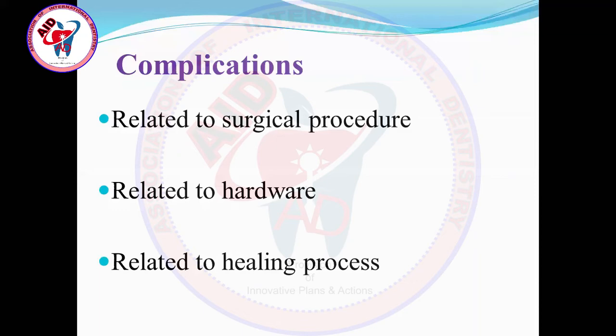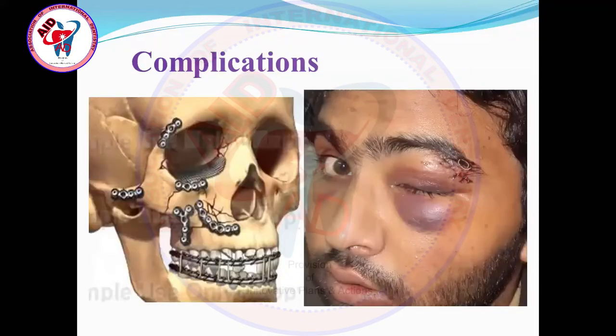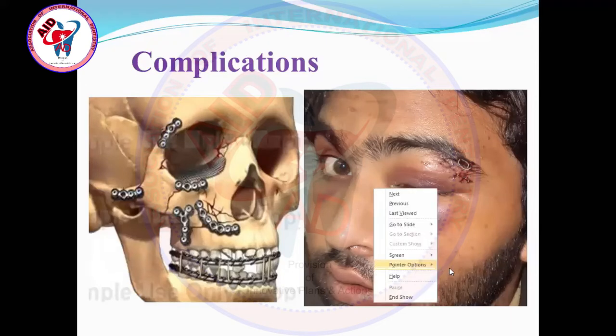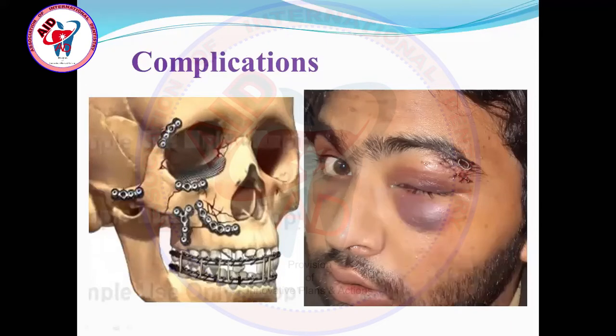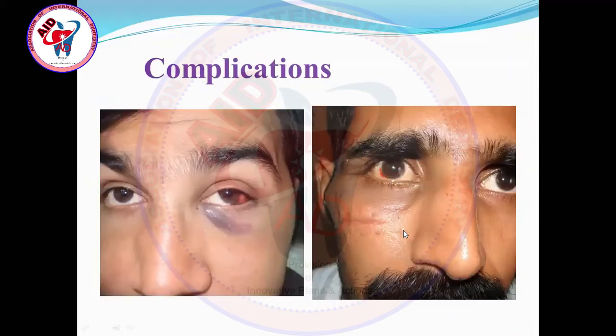And with the coronal flap, with the preauricular incision, in the hair bearing area, there could be partial alopecia, loss of hair, or some scalp infection. These are different healing related complications. And I think I have discussed all these. These pictures also show different types of complications, hardware related complications and patient or procedure related.